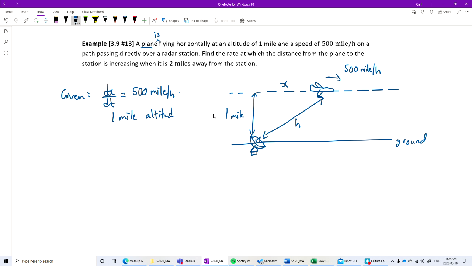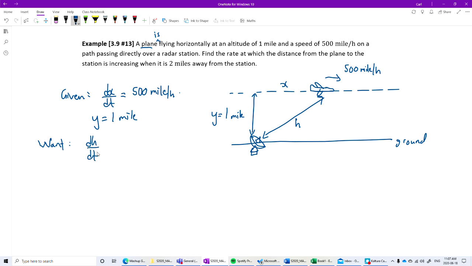So let me call this y. We're given that y is 1 mile. I don't think we're given anything else, right? What we want to know is the rate at which the distance from the plane to the station is increasing. That would be dh, right?